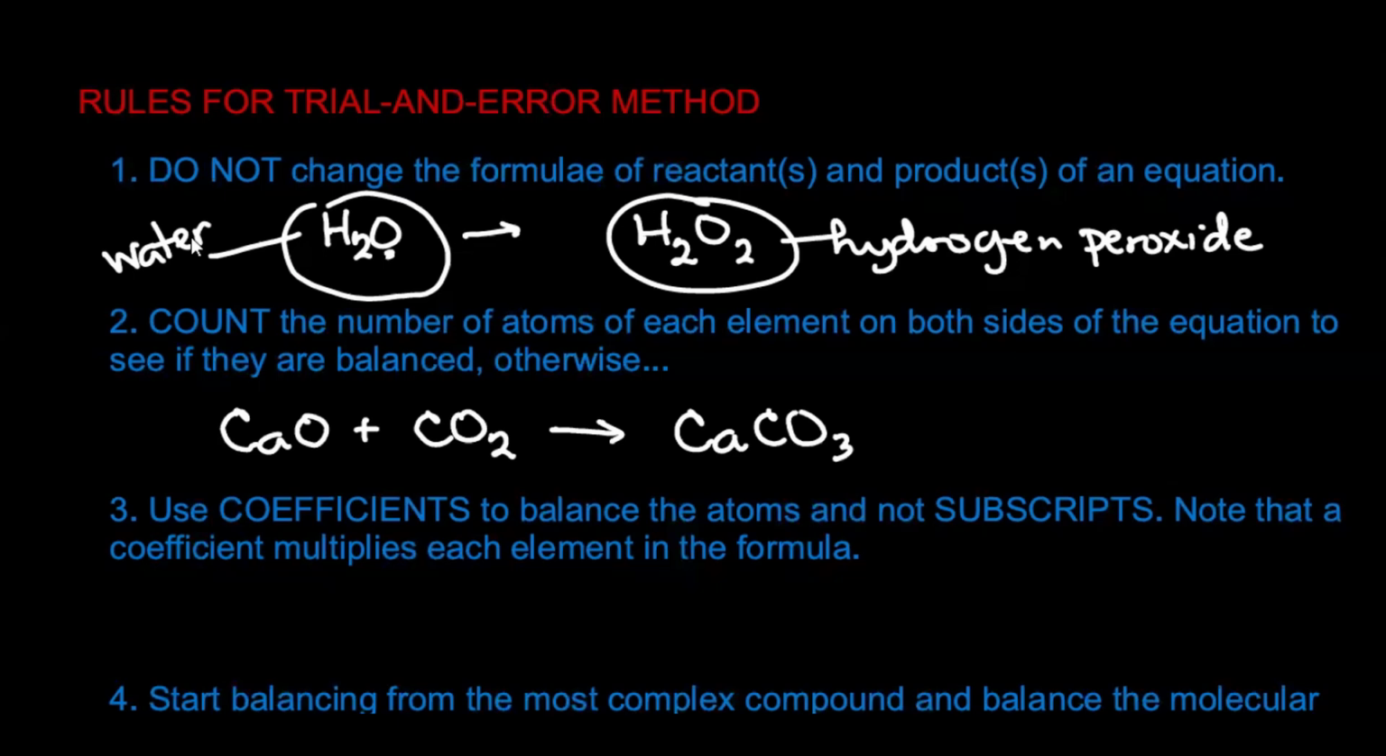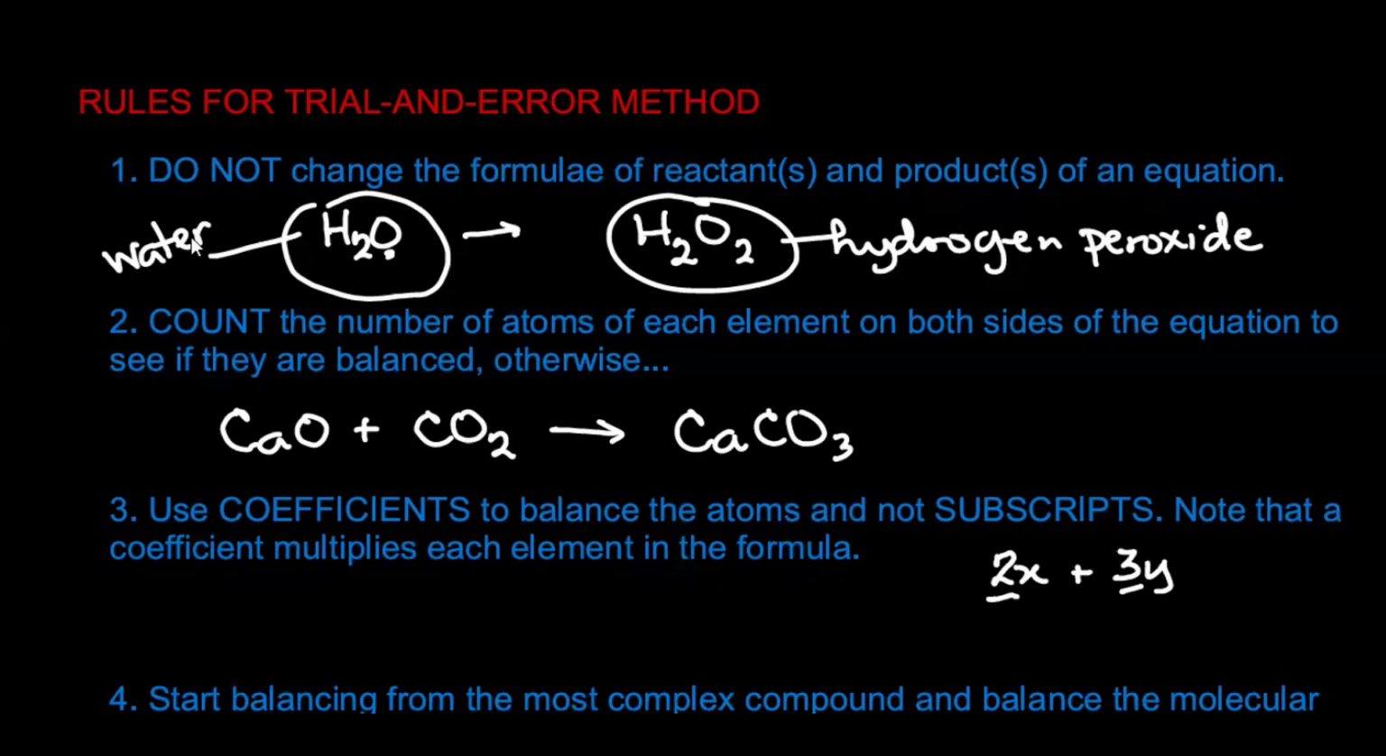So if they are not balanced, what do you now do? You move on to the next step, which is to use coefficients to balance the atoms and not subscripts. Note that a coefficient multiplies each element in the formula. What's a coefficient? A coefficient is simply a number that is placed in front of the formula. Remember your math. When you were doing algebra, you said 2x plus 3y. 2 and 3 are coefficients because they are placed in front of a formula, which in this case are unknown, x and y. So in chemistry, this x and y would be formulae of compounds or elements.